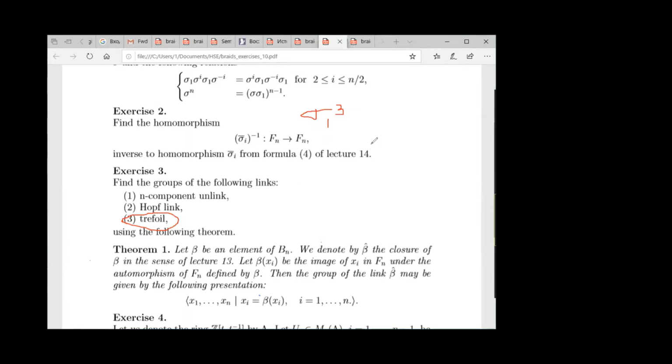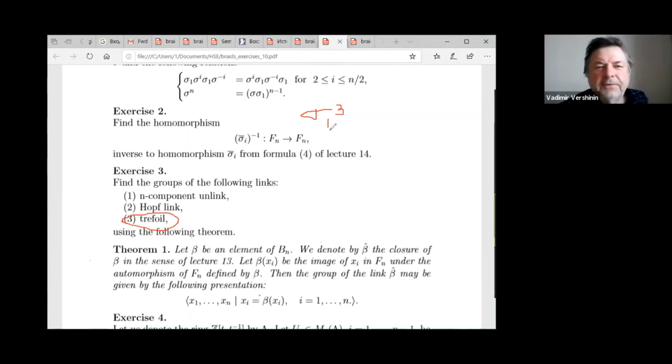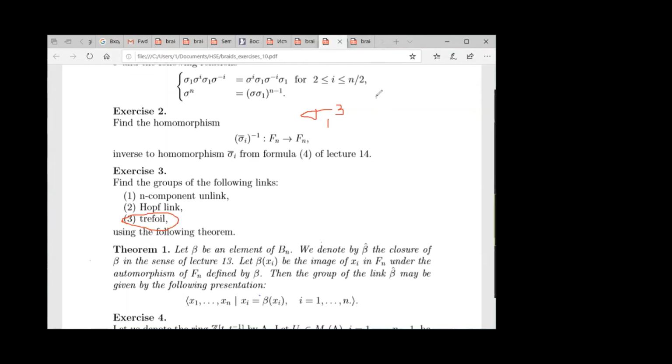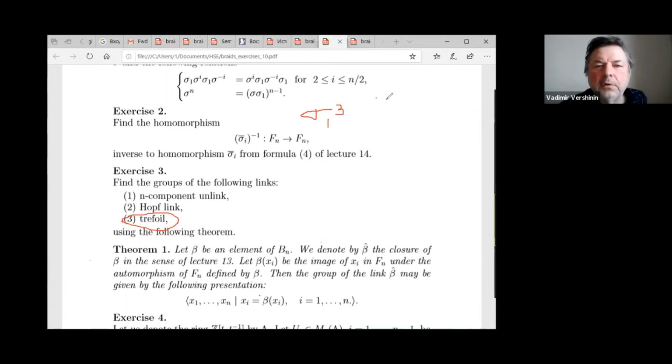Braid group. Yes, the braid, which is equal to sigma 1 cubed. If you consider, oh no, maybe bigger.